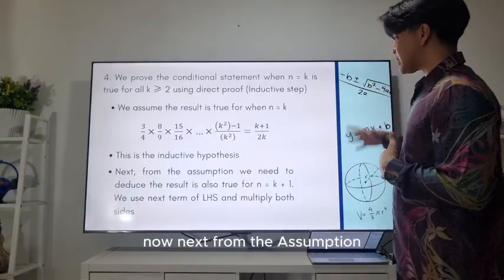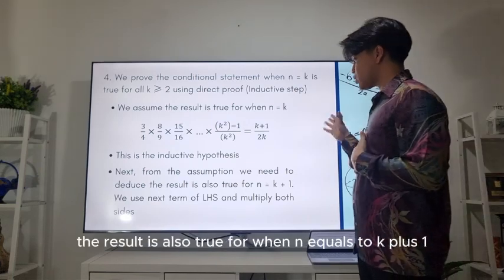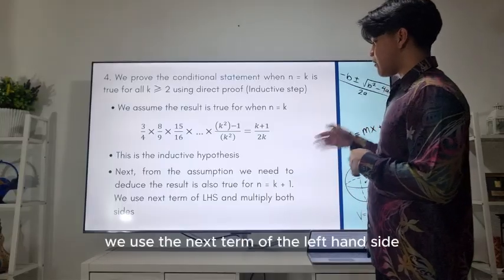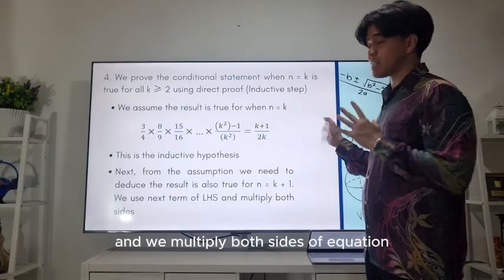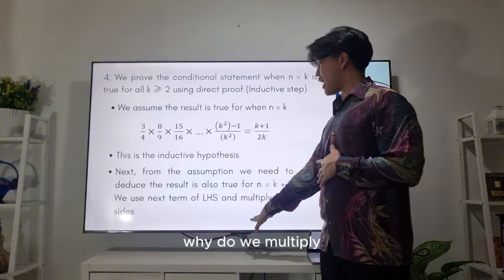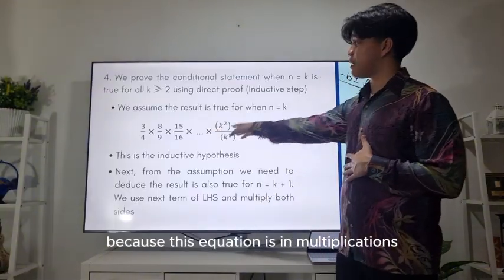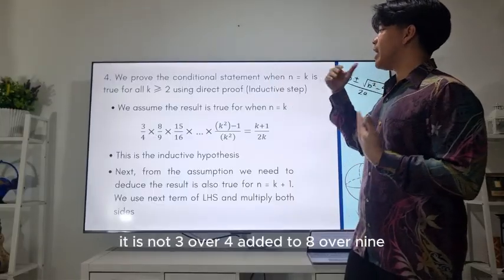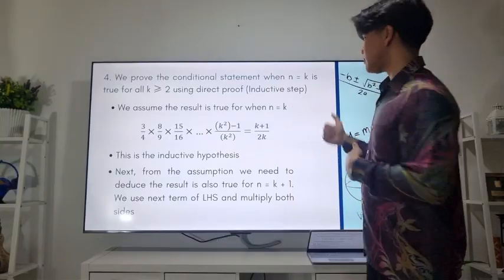Now next, from the assumption, we need to deduce the result is also true for when n equals k plus 1. We use the next term of the left-hand side and we multiply both sides of the equation. Why do we multiply? Because this equation is in multiplications. 3 over 4 multiplied with 8 over 9. It is not 3 over 4 added to 8 over 9.